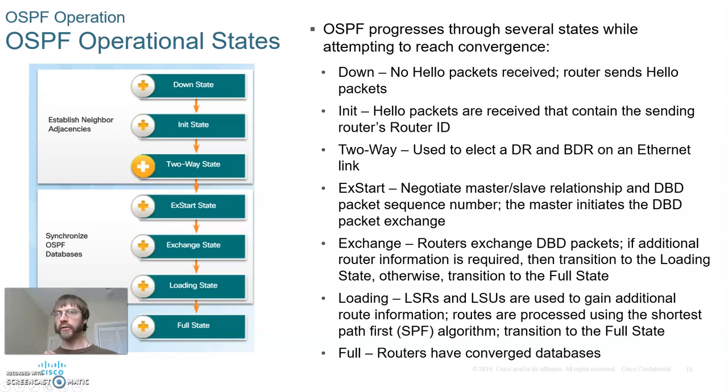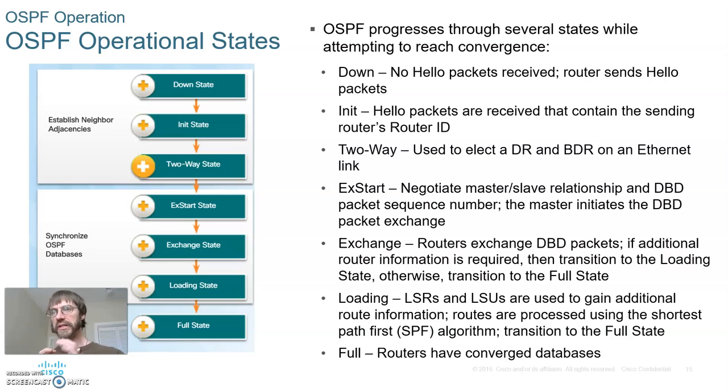The first step, the first phase, shall we say. There's steps, and these steps happen in phases. In the first phase, everything starts off in the down state. The router is capable of OSPF routing. It has an OSPF routing process, but it hasn't received any hello packets from any other router. So it starts sending out hello packets. In the init state, the routers have started exchanging those hello packets, telling each other about their router IDs and such.